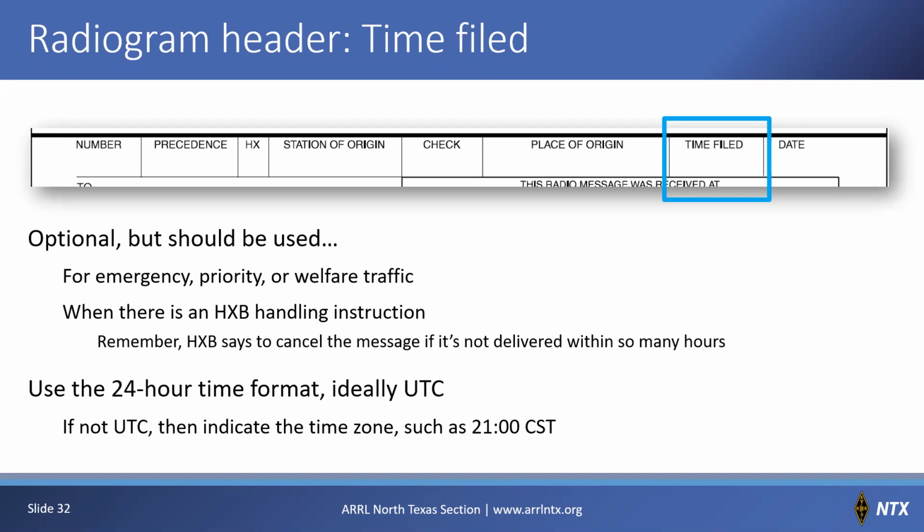Coordinated Universal Time, UTC, is the time zone, in quotes, for the traffic system. So if there's no time zone indicated on the time, UTC is inferred. We will assume UTC unless otherwise indicated. So if it's Central Daylight Time, CDT, some stations will put, what is it right now?